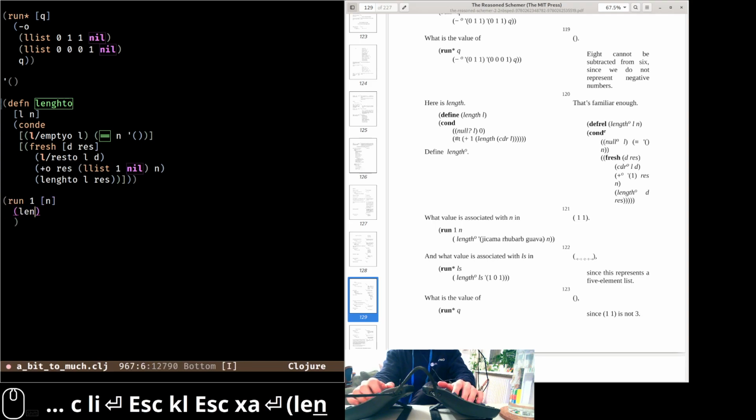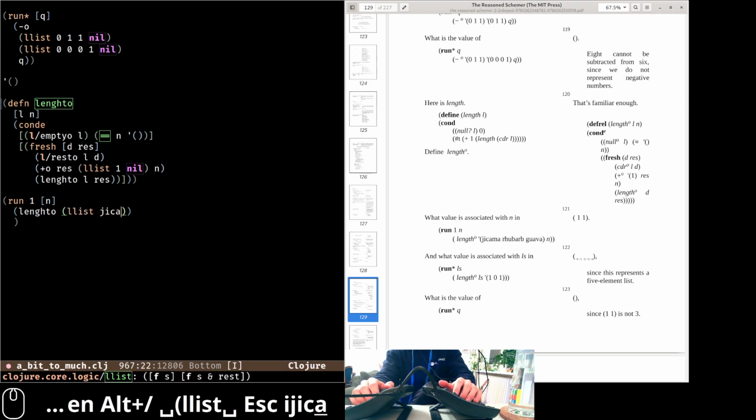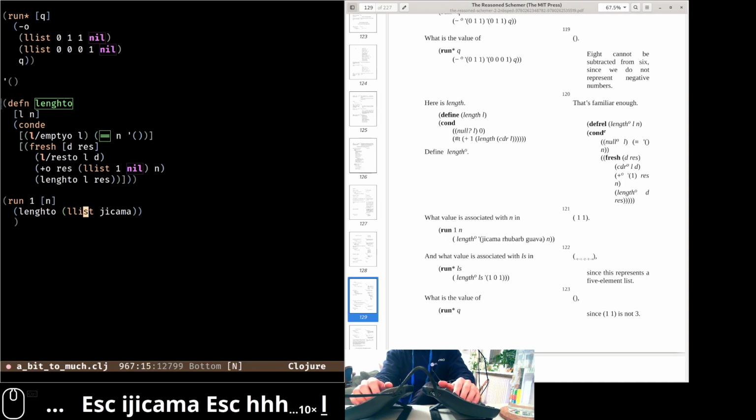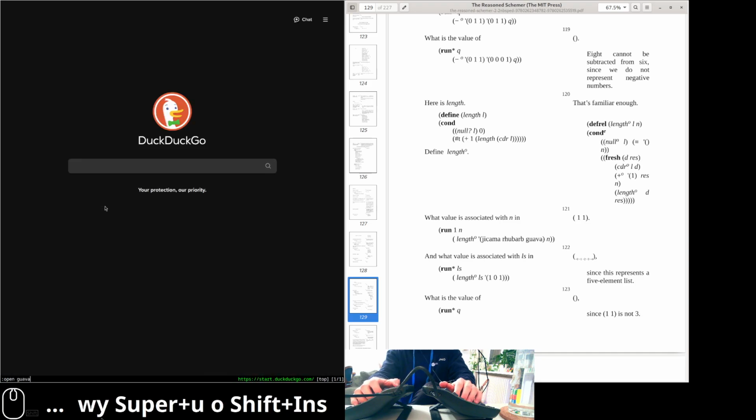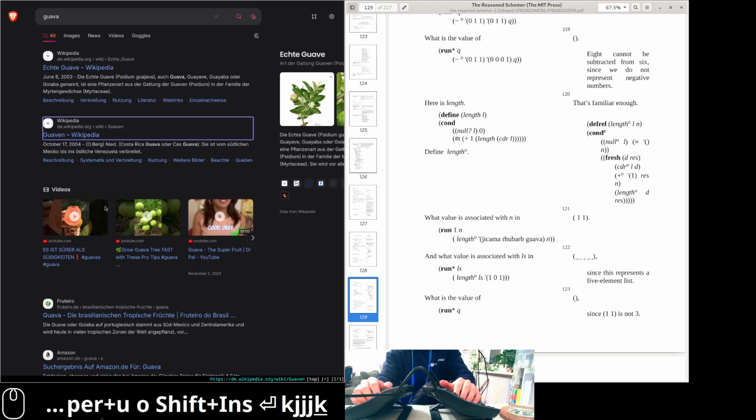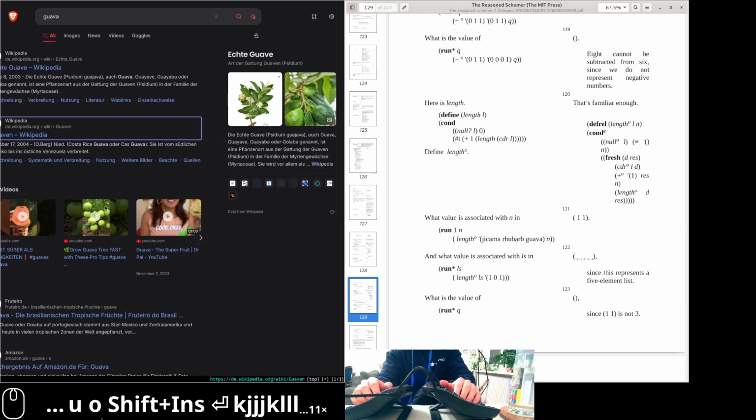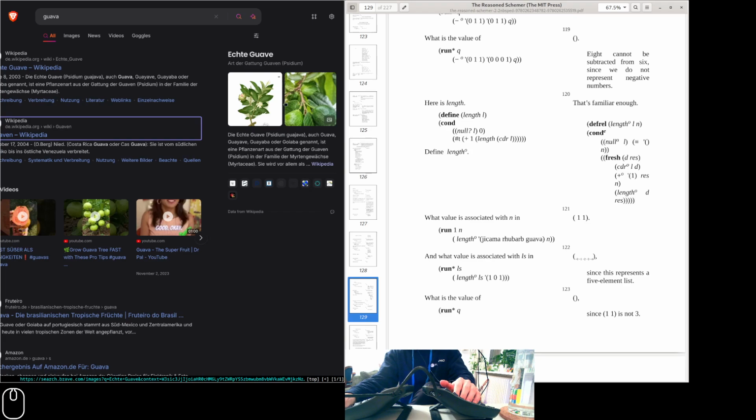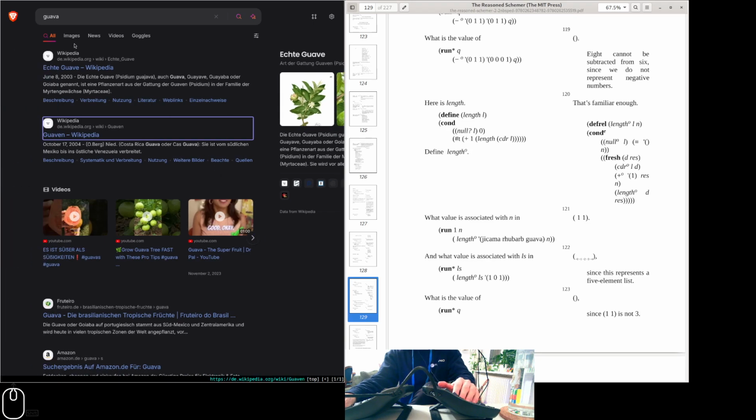Give me an n, where n is the length of the list. Chikama. Damn, I don't know what this is. Rhubarb. Oh my god, I don't know what this is. And guava. Oh, I feel like guava is, in German, the Guave. Yeah, this is some plant. This is something similar to a lemon or something.